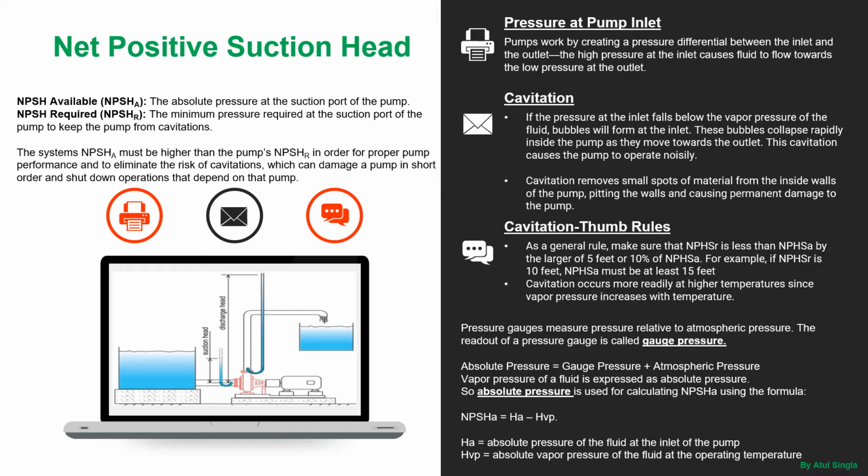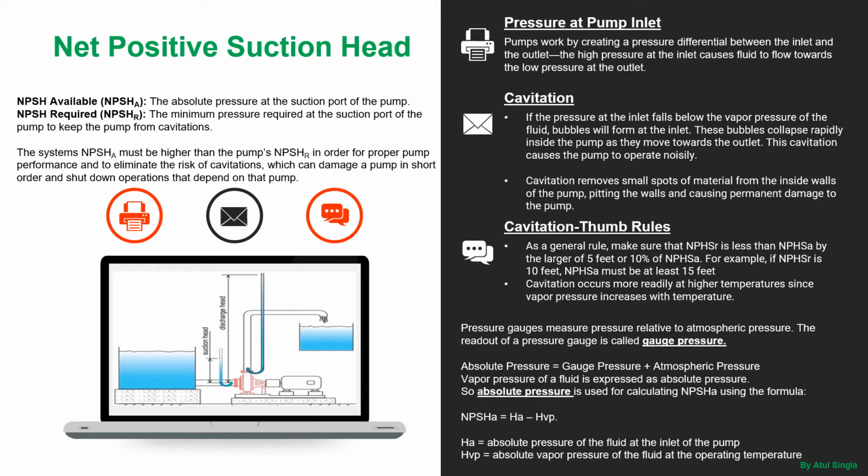So to understand the net positive suction head, there are few things which we need to understand first. For example, the NPSH available and NPSH required. So absolute pressure at the suction port of the pump, that is available, but at the same time we need to calculate what is NPSH required, so that we can calculate whether we can avoid the cavitation or there are chances of cavitation in the pump. So whatever is the pressure at the inlet, right, that will be governing whether there is cavitation or not.